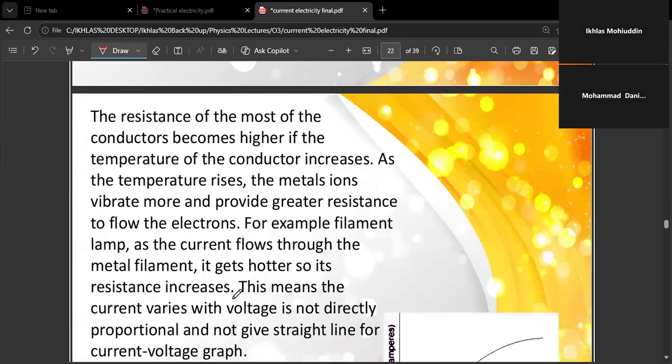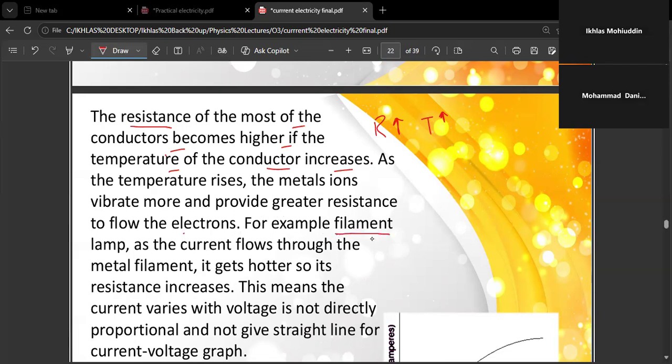The resistance of most conductors becomes higher if the temperature of the conductor increases. If the temperature increases, it is not constant. If it increases, automatically the resistance would also increase. As the temperature rises, the metal ions vibrate more and provide greater resistance to the flow of electrons.